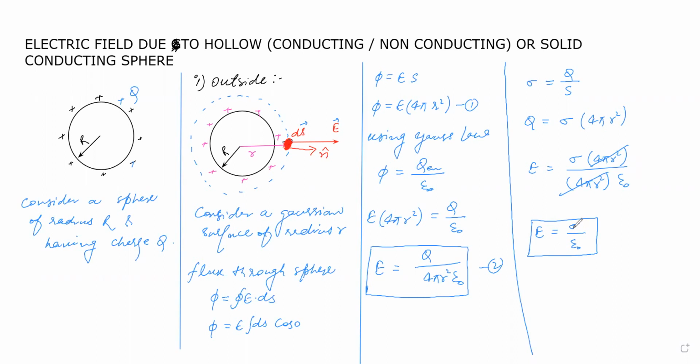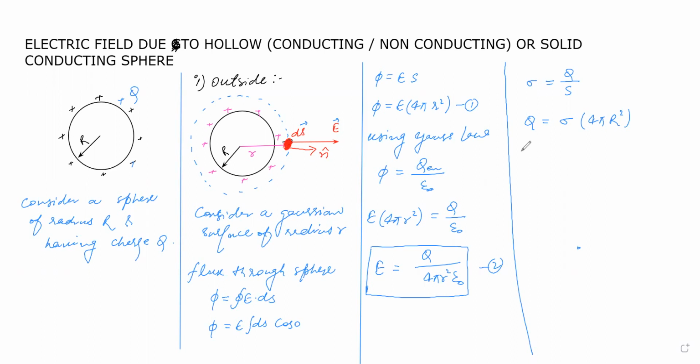Okay. Sorry. Just 1 second, please. There is a big mistake. Yeah, surface charge density is available for radius capital R. So you should write 4 pi capital R square.